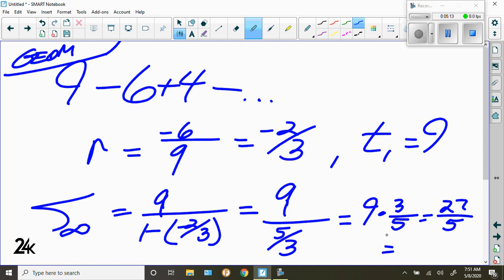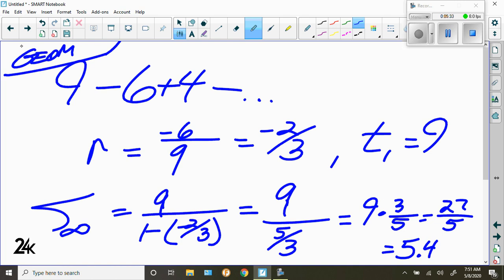And 27/5 is what? 5 and 2/5, or 5.4. Okay, so it's going to get really close. It's going to converge to 5.4. Okay? All right, now here's the thing. Sometimes you may have to write the equation.